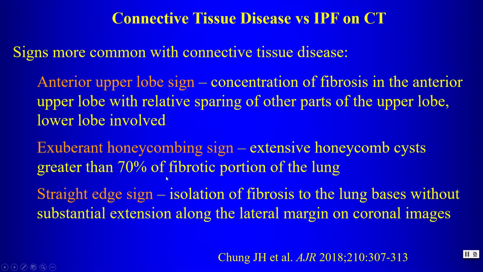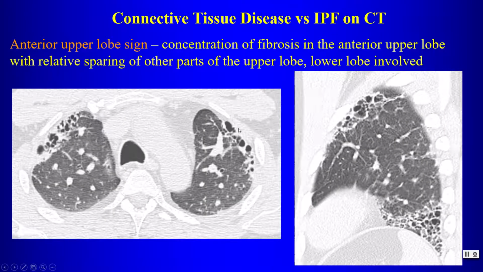Exuberant honeycomb sign: extensive honeycomb cysts greater than 70% of the fibrotic portion of the lung. The straight edge sign: here we have isolated fibrosis to the lung bases without substantial extension along the lateral margin on coronal images. So what are some examples of this?